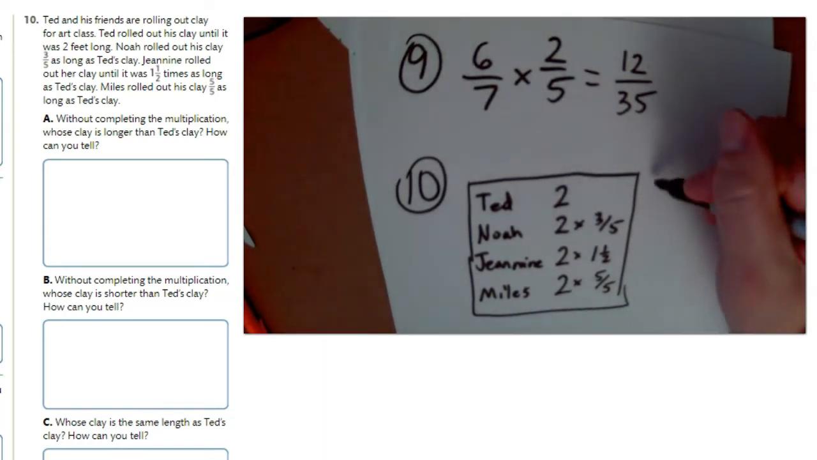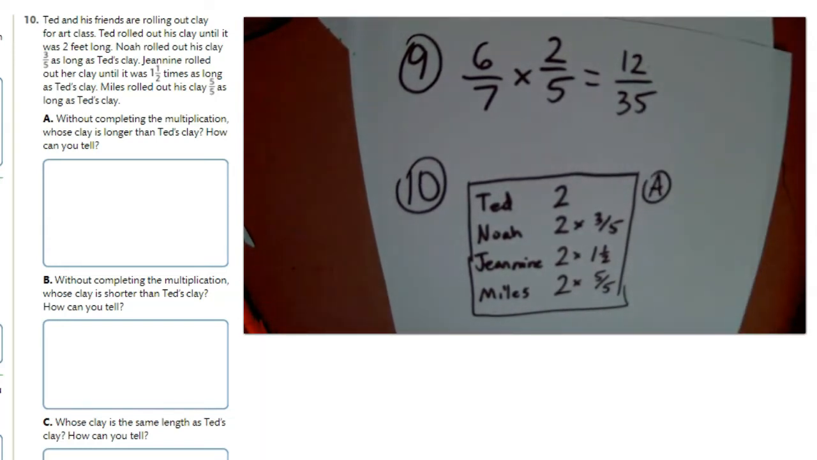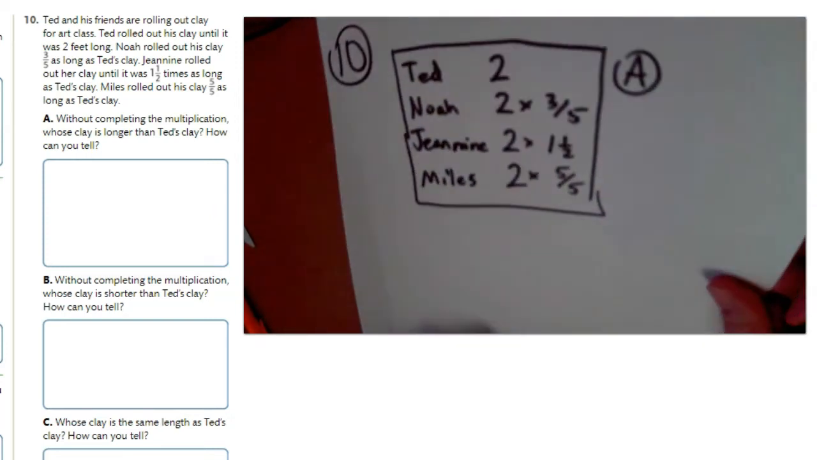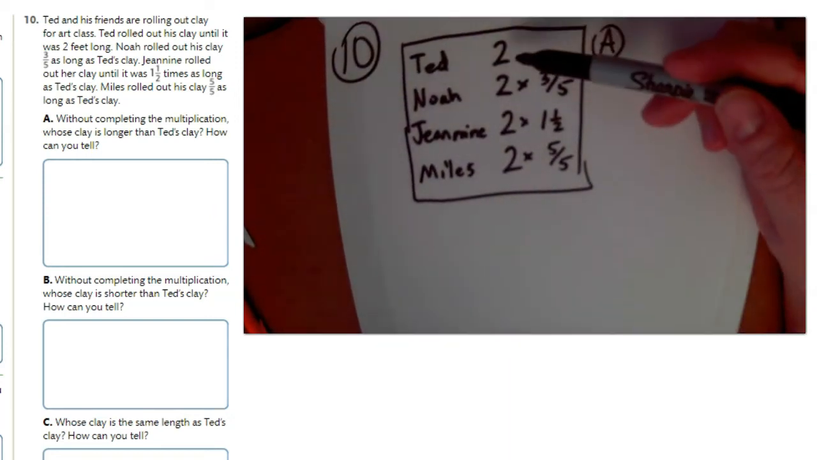So there's 3 parts to this question. Part A, it says, without completing the multiplication, whose clay is longer than Ted's clay? Well, let's check it out. I should probably move this up so you can see that a little better. So Ted's clay is here.